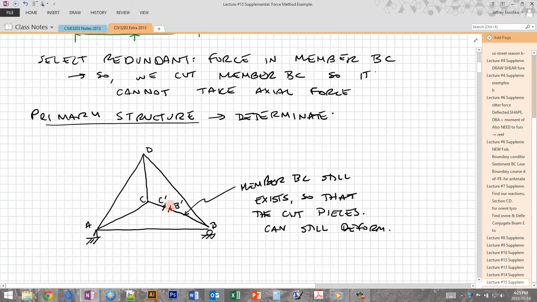So our compatibility criterion here is that for our real indeterminate system, the 2 ends of this cut have to be coincident. So when we apply our external loads, these cut ends are going to move. They might overlap or they might separate apart. And when we apply the redundant load, which is the axial load at the cut here, then these 2 points could overlap or spread apart. And our compatibility criterion then for the force method analysis is that those 2 deformations, one caused by the external force and one caused by the redundant at the cut, have to be such that at the end these 2 points C prime and B prime are at the exact same spot, so that the 2 ends of the cut member form together.